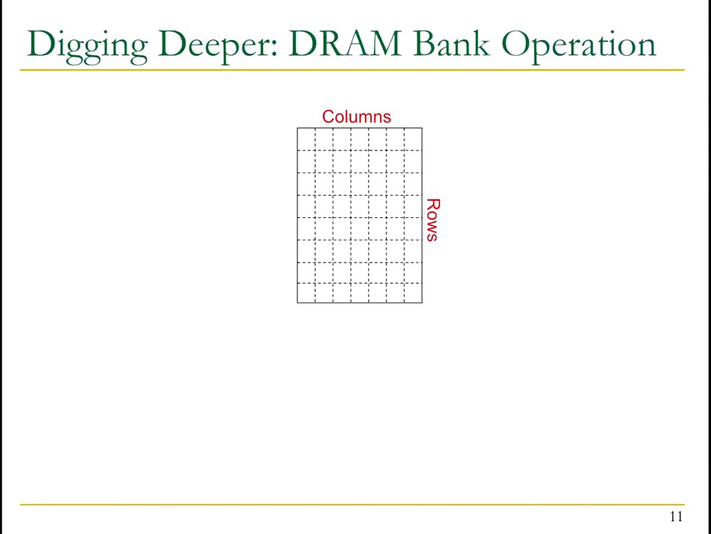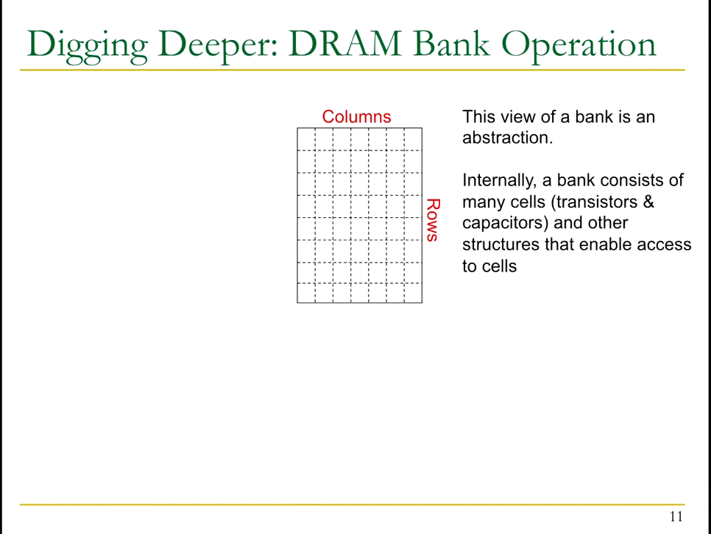So a single bank, you can abstract it as a two-dimensional area of rows and columns of memory cells. Imagine every single cell storing 1 bit. Of course, this is a cartoonish picture, so I'm not showing you the exact size. So this is really an abstraction. Internally, a bank consists of many cells, transistors and capacitors, which we're going to talk about also in the second mystery, and other structures that enable access to the cells. But for now, we'll keep this high-level abstraction.